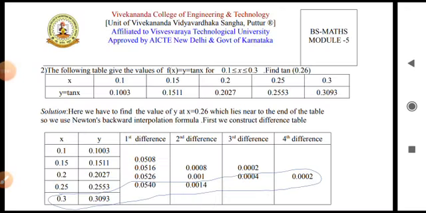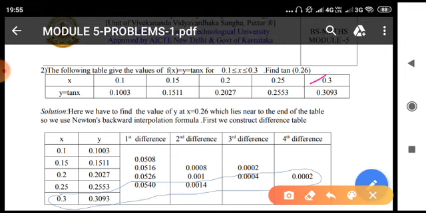Now the second problem. The following table gives the values of f of x equal to y, which is equal to tan x, for x lying between 0.1 and 0.3. Find tan of 0.26. Students, here we have to find the value of y at x equal to 0.26, and x equal to 0.26 lies near to the end of the table. So we have to use Newton's backward interpolation formula. First we construct a difference table as below.